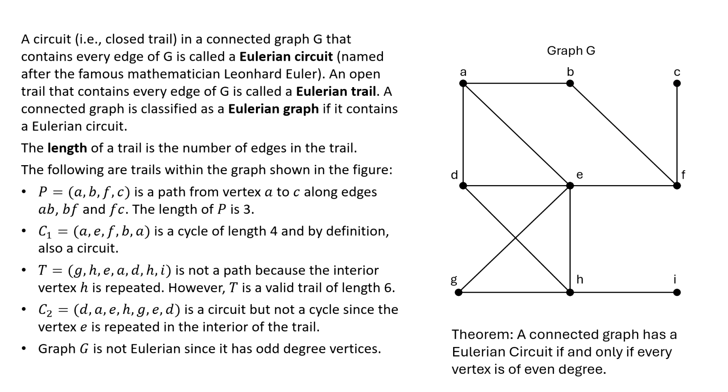So C1 is A, E, F, B, A. So that's a cycle of length 4, and by definition all cycles are also circuits. Let's go to the next one.